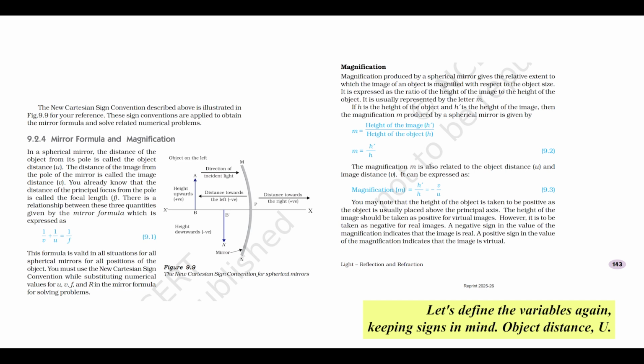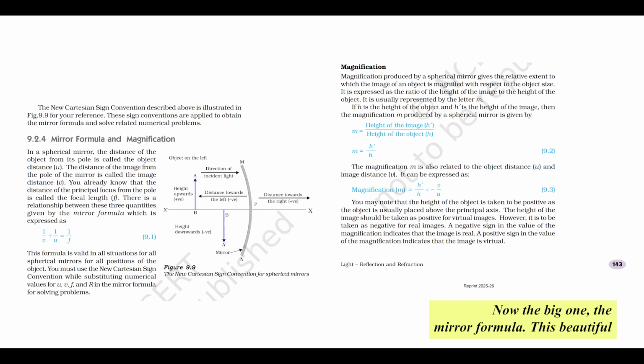Let's define the variables again, keeping signs in mind. Object distance, u: distance from P to the object. Since the object is always to the left, u is almost always negative. Image distance, v: distance from P to the image; its sign tells us the location. Negative v means a real image in front for mirrors. Positive v means a virtual image behind for mirrors. Focal length f: distance from P to F, negative for concave, positive for convex.